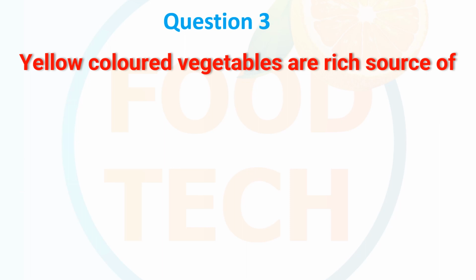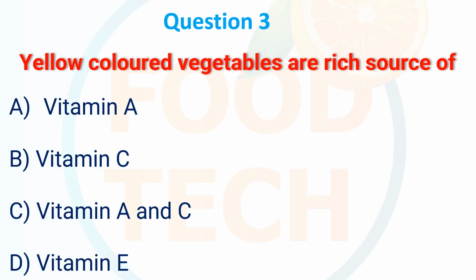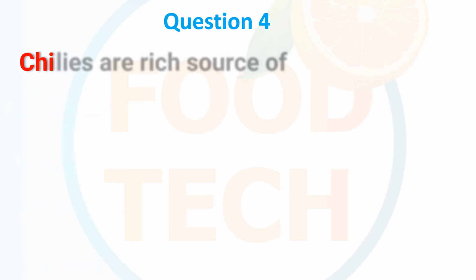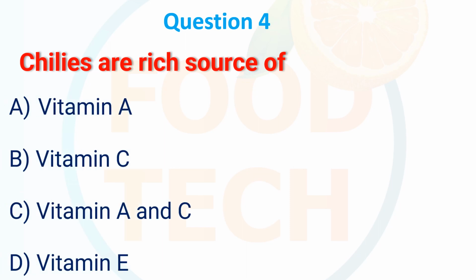Yellow color vegetables are a rich source of A. Vitamin A, B. Vitamin C, C. Vitamin A and C, D. Vitamin E. The answer is A. Vitamin A. Chili is a rich source of A. Vitamin A, B. Vitamin C, C. Vitamin A and C, D. Vitamin E. The answer is B. Vitamin C.